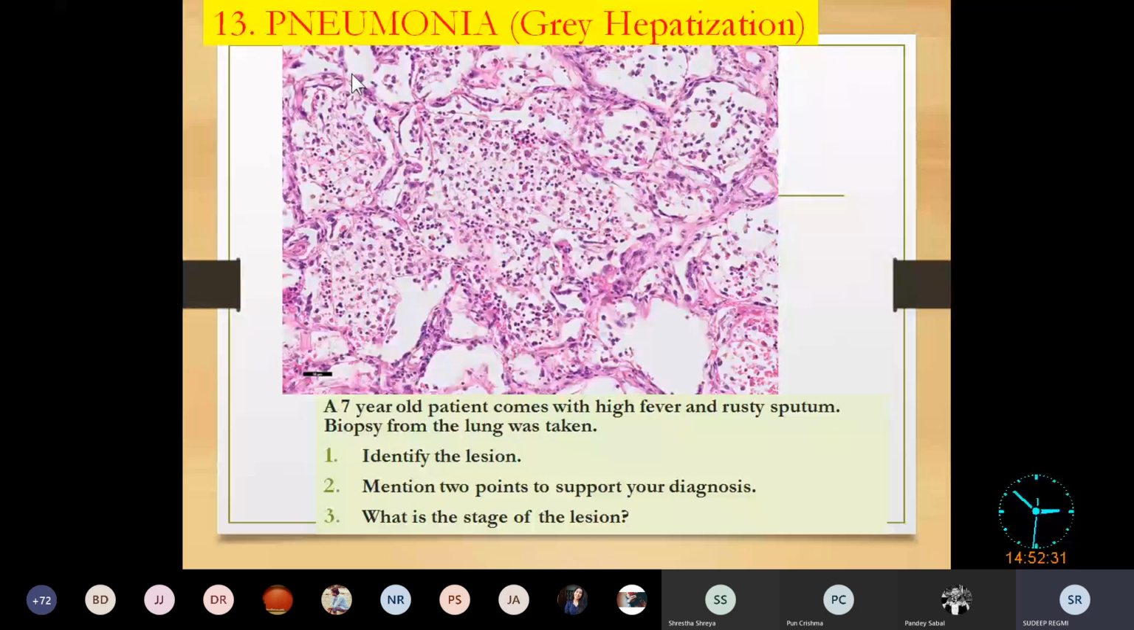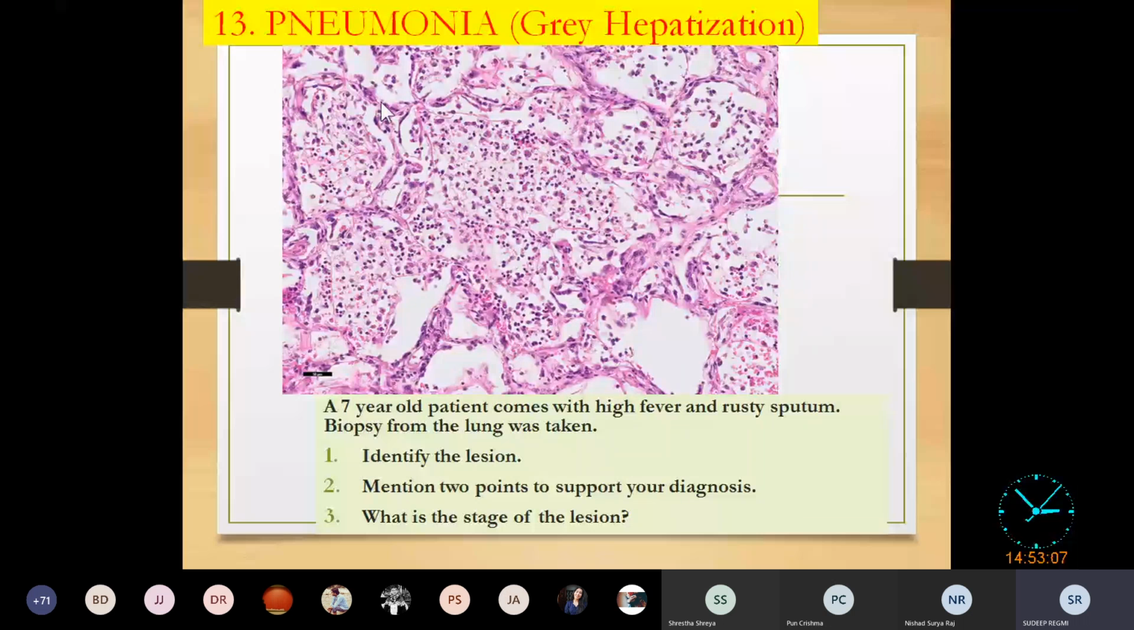If you see in this picture, this is a microscopic picture. These are all alveolar spaces. What is the lining of the alveolar spaces? Simple squamous cells. It will be by the pneumocytes. Pneumocyte type 1 and type 2. And there will be presence of Clara cells also.